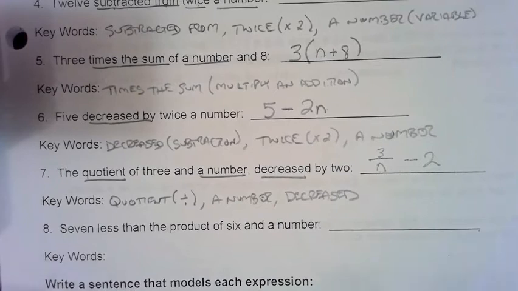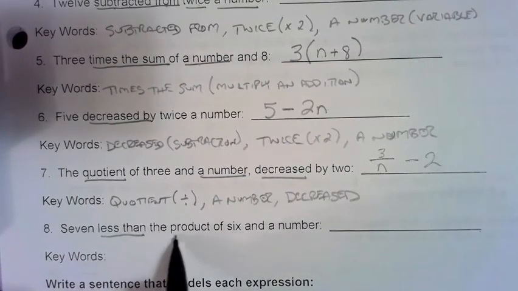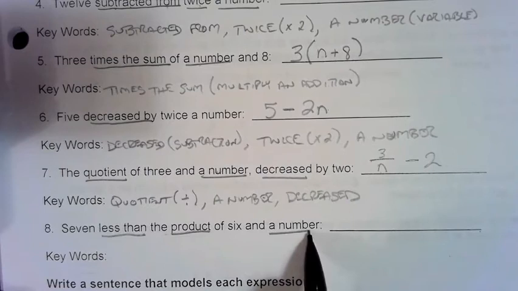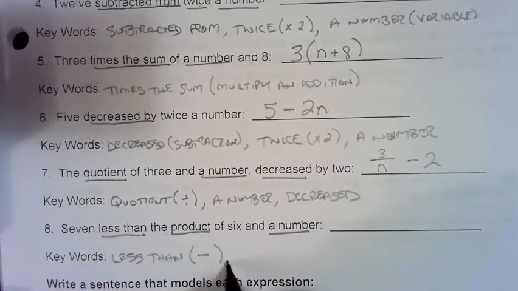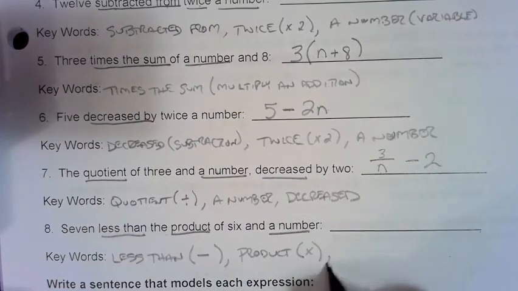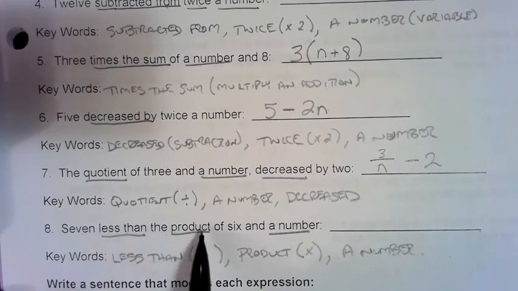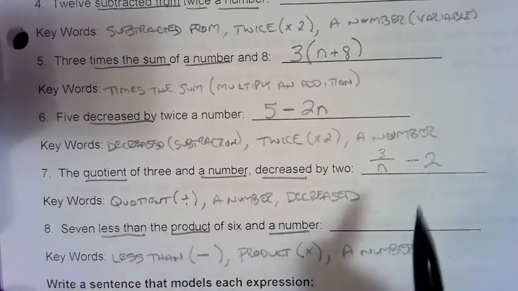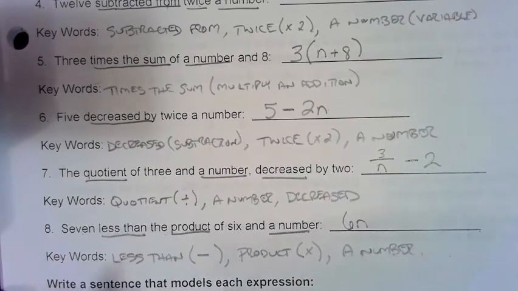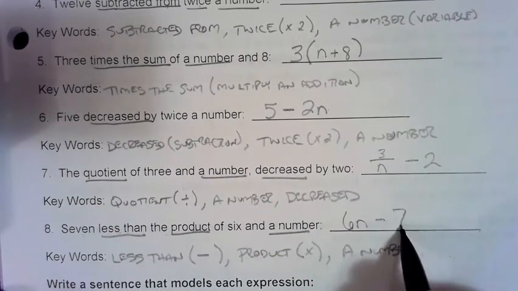Okay, finally in question number 7, 7 less than the product of 6 and a number. Less than, remember, is to subtract, and we're going to switch the order. Product is your multiplication, and a number is your variable. So to be 7 less than the product, I have to start with the product and then subtract off the 7. So let's do the product of 6 and the number. That's going to be 6 times n. 7 less than that is minus 7.